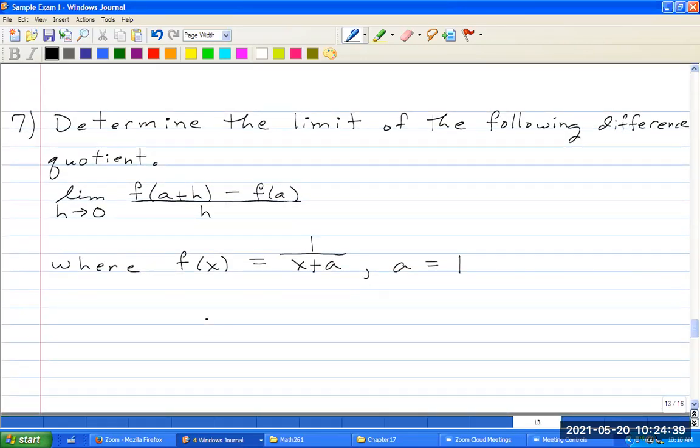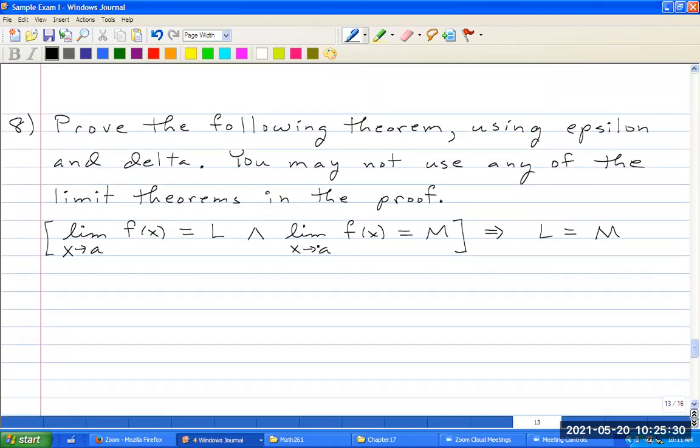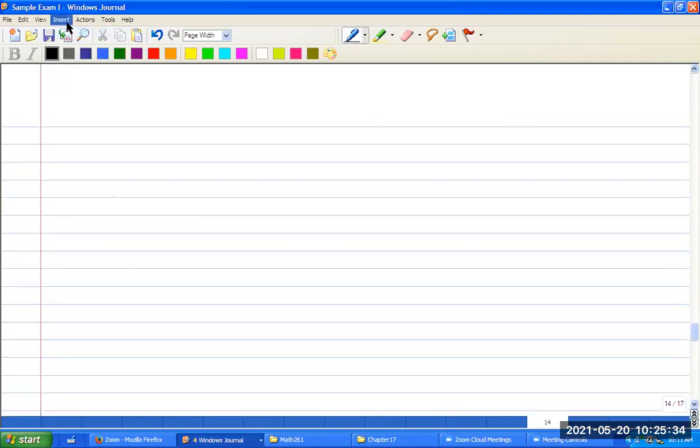Let me do problem number 7. Determine the limit of the following difference quotient. The limit as h approaches 0 of f of a plus h minus f of a all over h, where f of x is equal to 1 over x plus... That's a weird way of saying it. I meant to say f of x is equal to 1 over x plus 1, and a is equal to 1. And so let's determine the limit of this difference quotient.